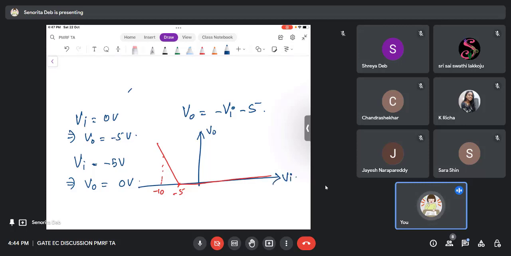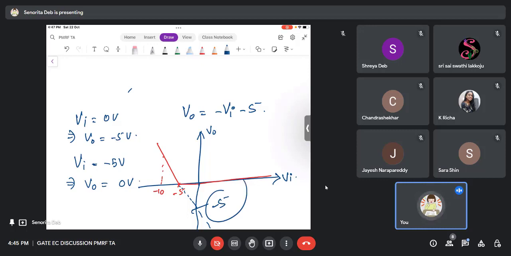It is having a negative slope. The slope should be -1, right? And therefore, if you extend it, it will cut somewhere at -5. So this was the waveform.